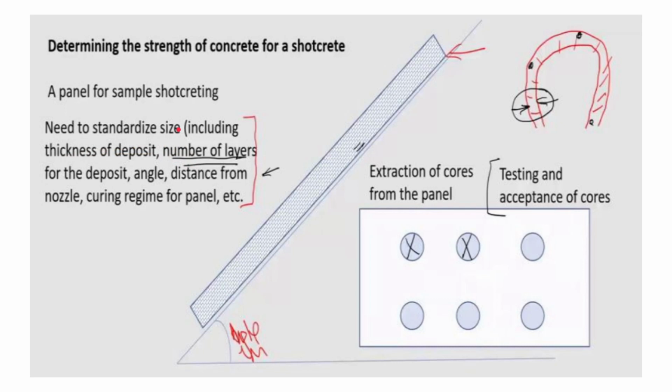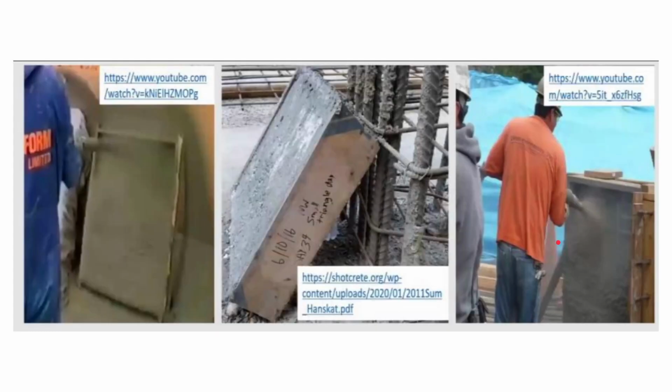Basically, that will depend on the thickness of deposit, the number of layers required for the deposit, the angle, distance from nozzle, curing regime for the panel, etc. These are some of the criteria. And for testing, we have to extract cores from the panel like this, from some specific locations, and test and find the acceptance, whether it is in accordance with the standard criteria.